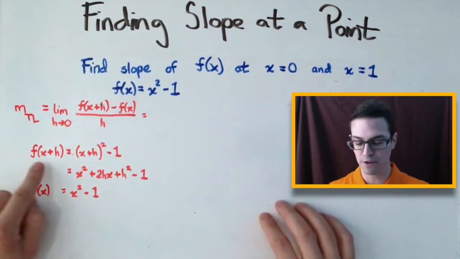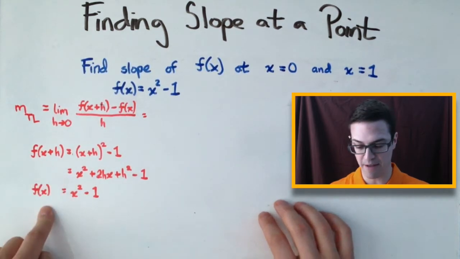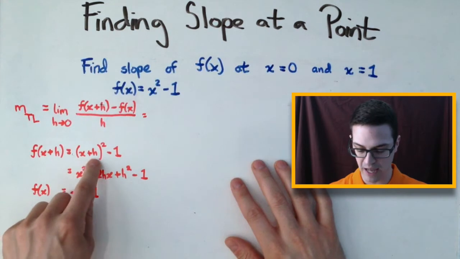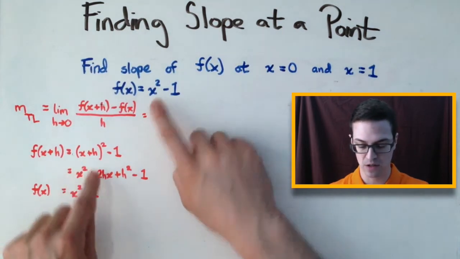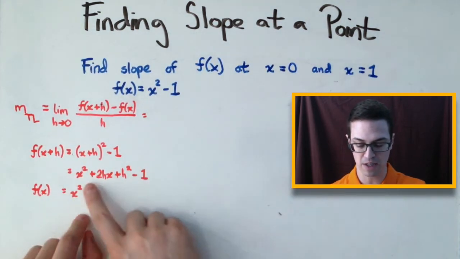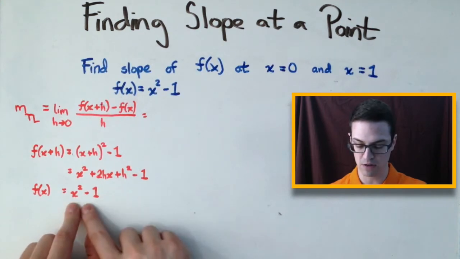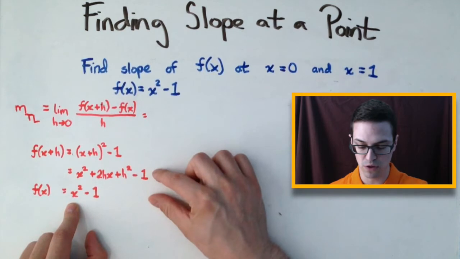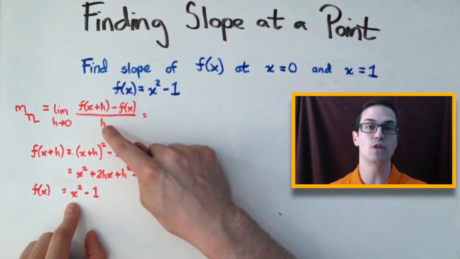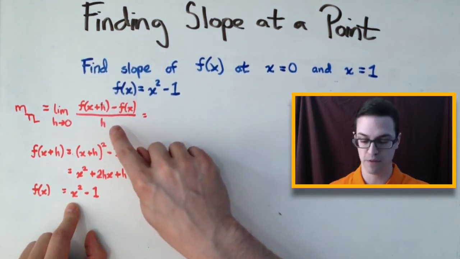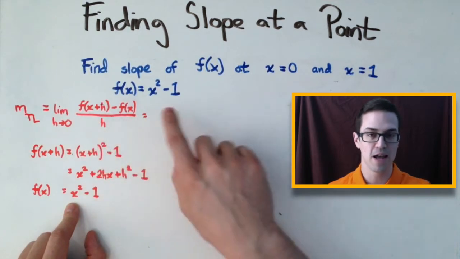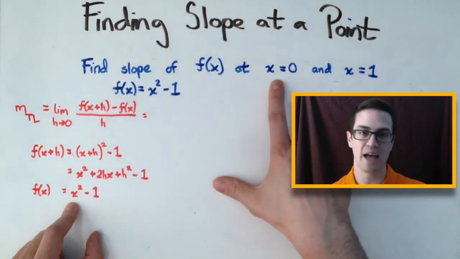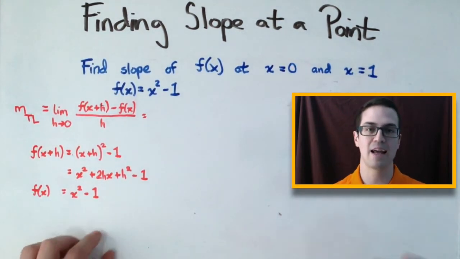Okay, I already filled in the f of x plus h and the f of x right here for this function. So I already substituted in the x plus h for the x, and then expanded it out here, so you get this whole thing right here, and then f of x is just x squared minus 1. Now what I'm going to do with these two things is substitute them back into the original formula for the derivative, for the slope of the tangent line, and then we're going to do some algebra and figure out how to find the slope at x equals 0 and at x equals 1.